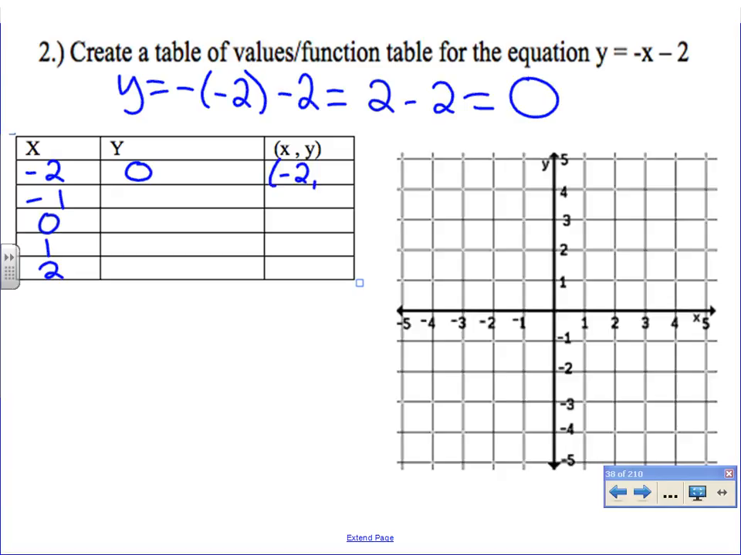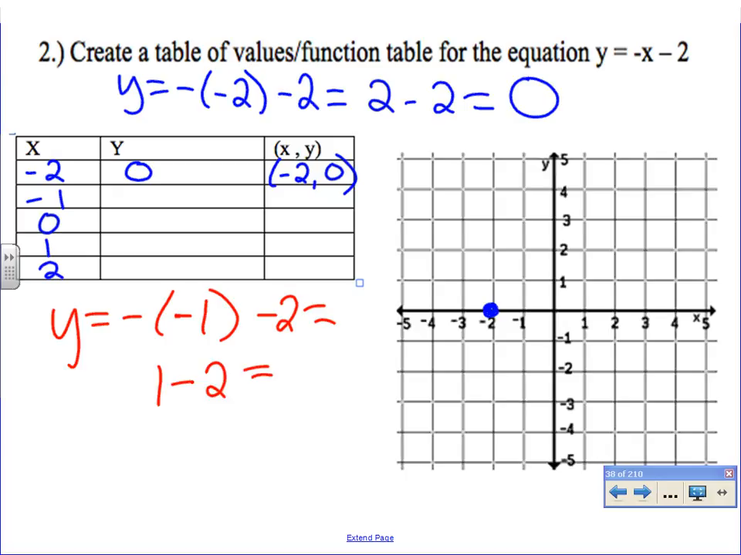So I'm going to write that as an ordered pair. And when we graph that, Michelle, where does that go? That's it. Good. Over -2 and up and down 0 because it's -2, 0. So it's right on the x-axis at -2. Okay, let's plug -1 in. We have y is equal to -1 minus 2. -1 is 1. So, Greta, what's 1 minus 2? Good. So we have -1, -1. We're going to go over 1, down 1. So there's -1, -1.